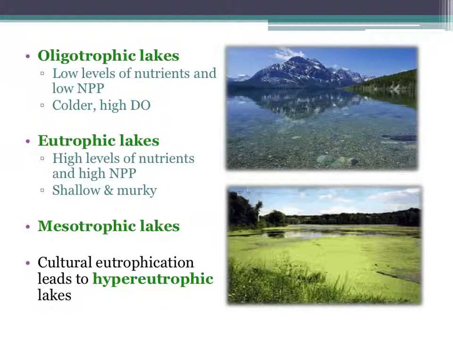Turnover. A couple different types of lakes, and we have examples of these around here. First one is something called an oligotrophic lake, which is the picture on the top right here. Low levels of nutrients and low NPP, very cold, very high dissolved oxygen. They tend to be regions like Devil's Lake has one.